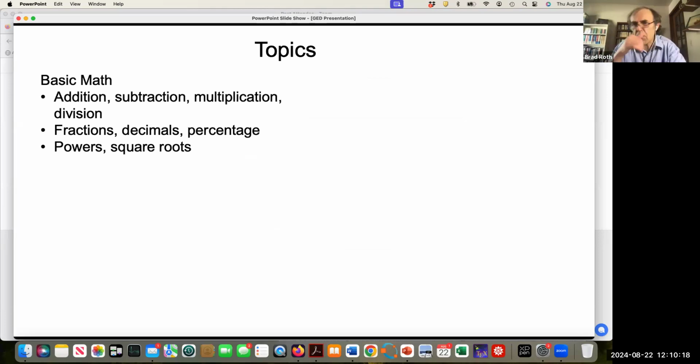Okay, so here's probably the most important slide in the whole talk. What are the topics? There's, first of all, basic math skills: addition, subtraction, multiplication, division. You've got to be able to do your arithmetic. And then there's going to be fractions and converting fractions to decimals, decimals to percentages, going back and forth. That's going to be a skill they'll need. Powers and square roots are skills they're going to need. So those are some basic math.